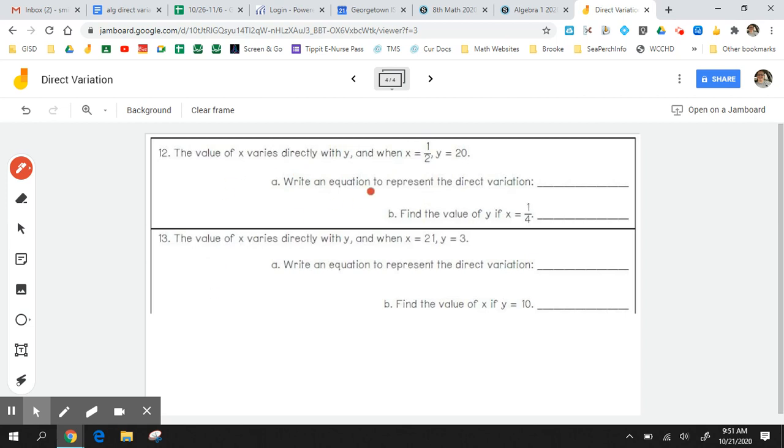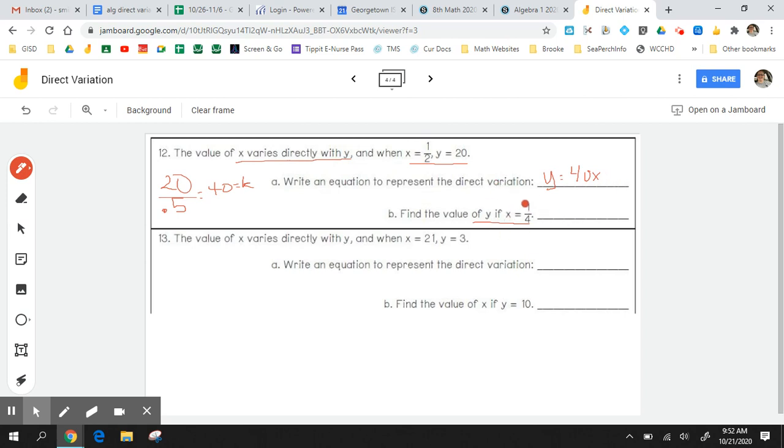All right, so on number 12 and 13, it says the value of x varies directly with y. When x is 1/2 and y is 20, we want to write the equation, and then we want to find the value of y if x is 1/4. So this time they actually tell us what x would be. We want to find out y. The first thing you would do is find your k. So 20 divided by 0.5 or 1/2 should get you 40. Remember, this is your k. So y equals 40x.